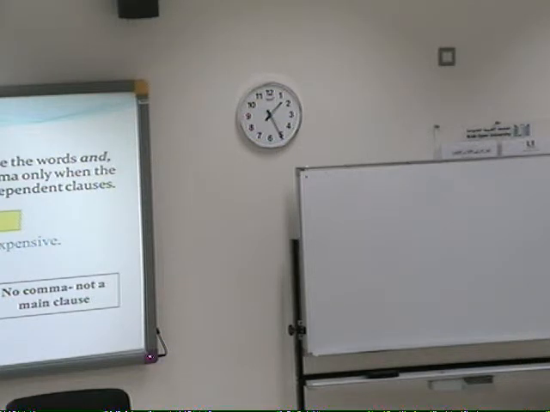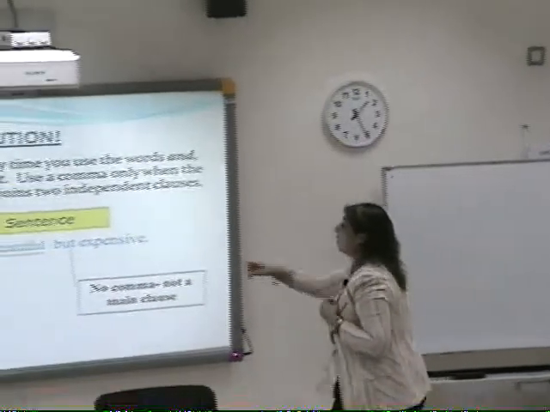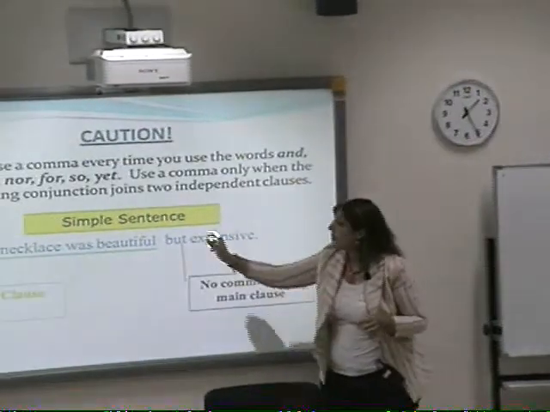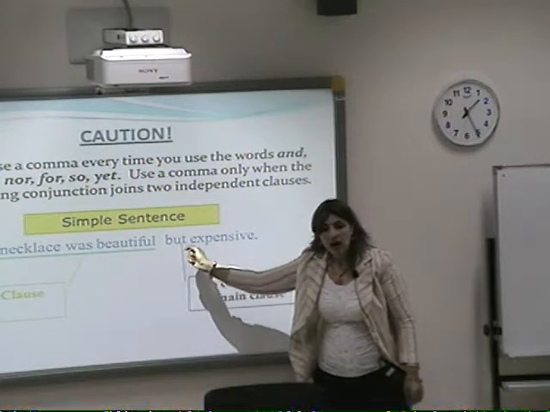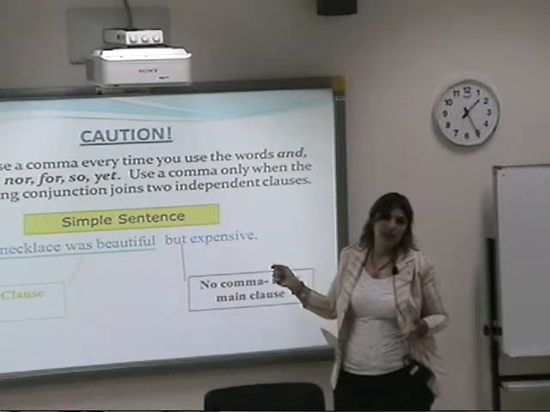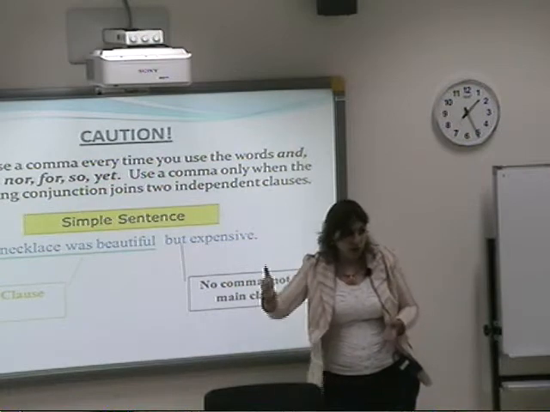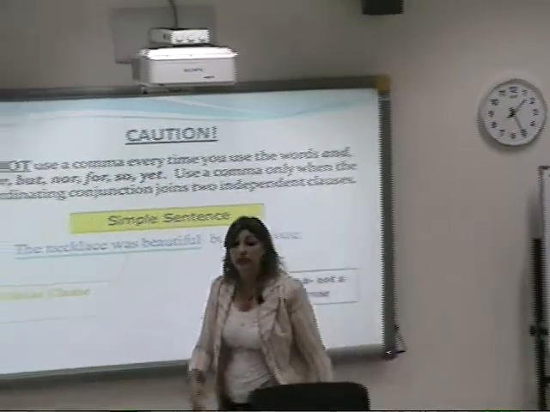The necklace was beautiful, but it was expensive. If we want to transfer this simple sentence into a compound sentence, we say, comma, but it was expensive. Here we have subject and predicate.